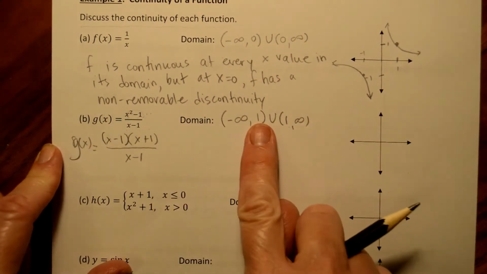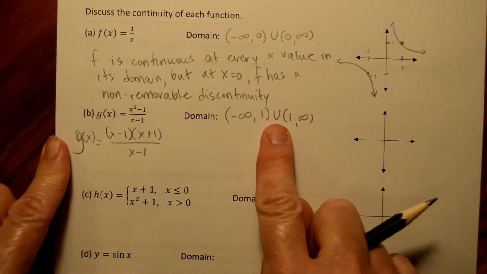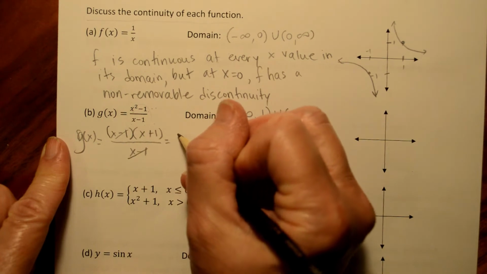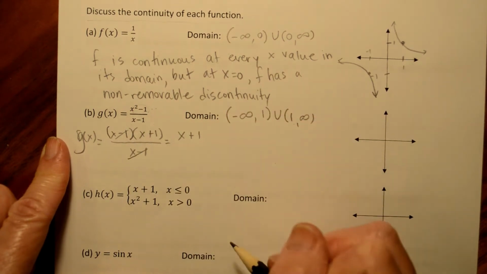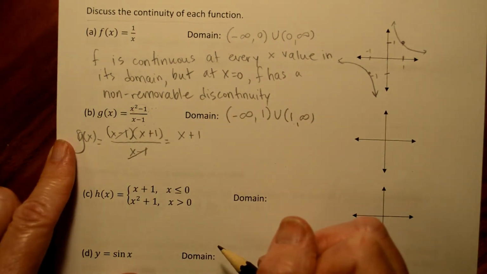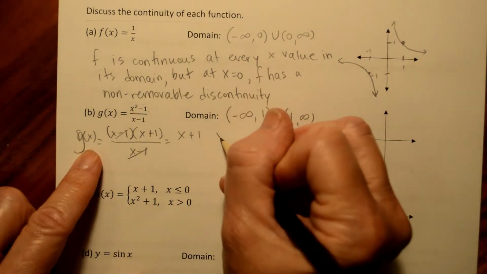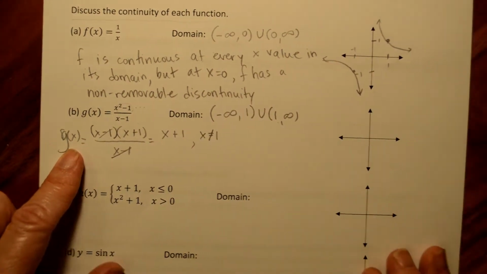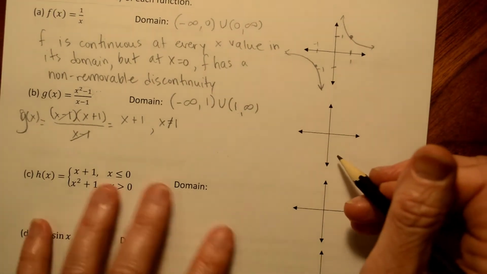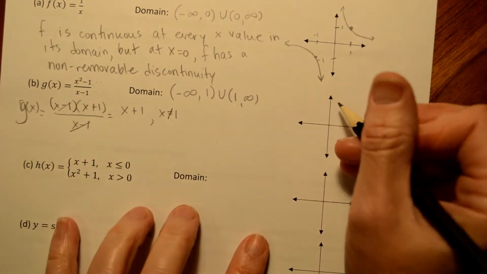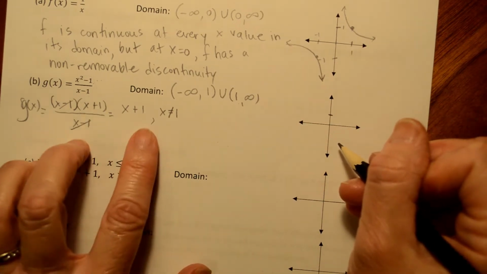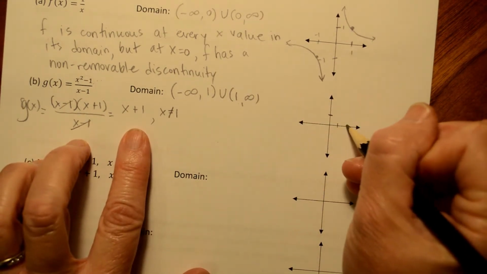And again, as long as I'm avoiding 1, because it's not in its domain, and I cancel that out, I can say that everywhere else it behaves just like x plus 1, right? As long as x is not equal to 1. All right, so what does that look like? Well, it's linear, right? It has a y-intercept of 1. It has a slope of 1.